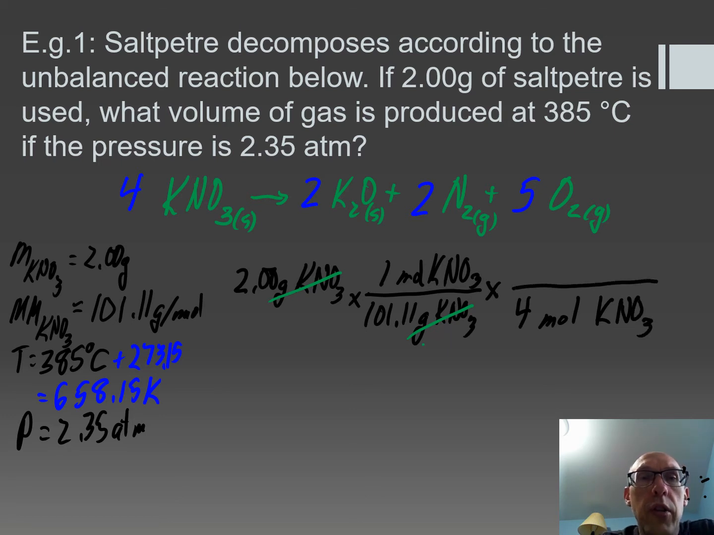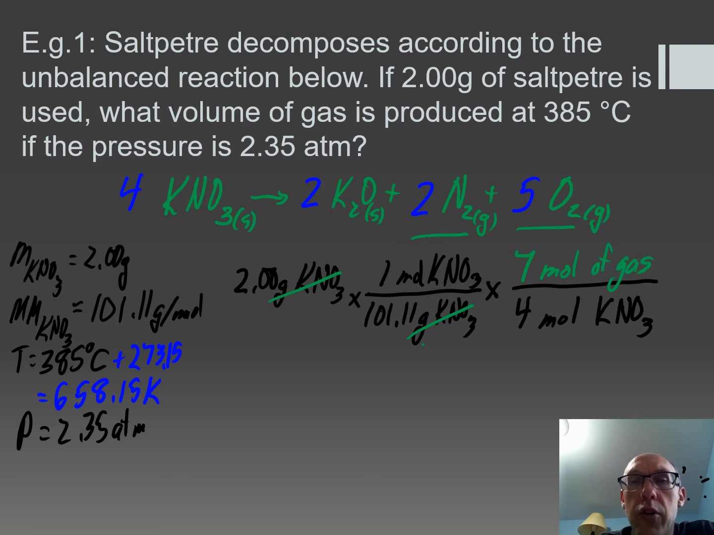Now notice the question carefully. It says what volume of gas is produced. What volume of gas? The 2 moles of K2O do not count. However, the moles of nitrogen count, the mole of oxygen count, which means we add the 2 plus the 5 and we get 7 mole of gas.